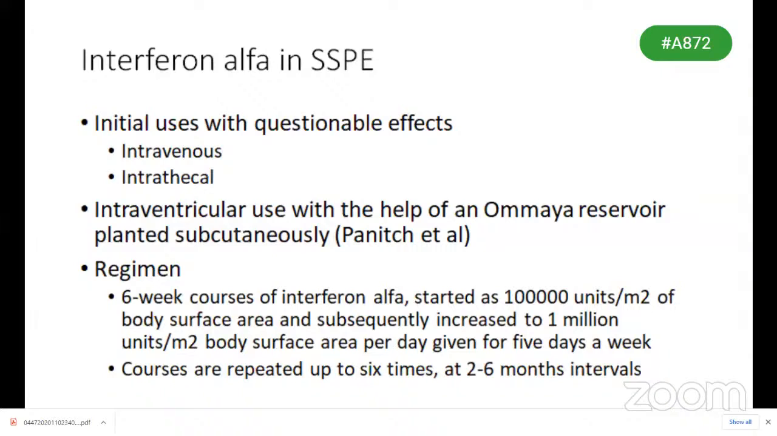The regimen is a 6 weeks course. It's like any other chemotherapy. You can give interferon alpha starting at 1 lakh units per meter square and increase it up to 1 million, that is 10 lakh units per meter square per day, for a period of 5 days in a week, and you give a course for 6 weeks. You can repeat these courses at 2 to 6 weeks interval. So that's a therapy which can be used in patients of SSP, a rather notorious or difficult therapy.